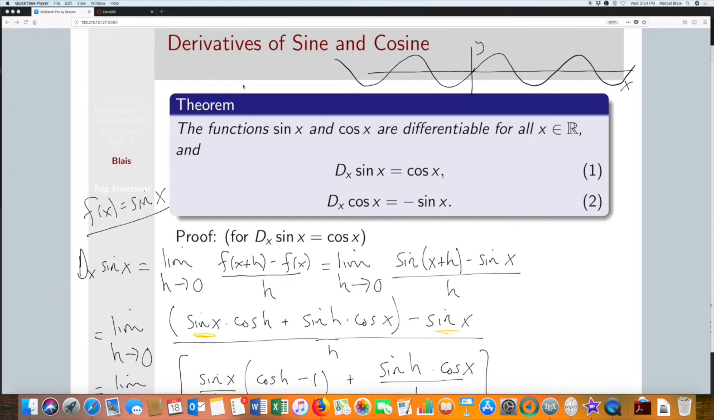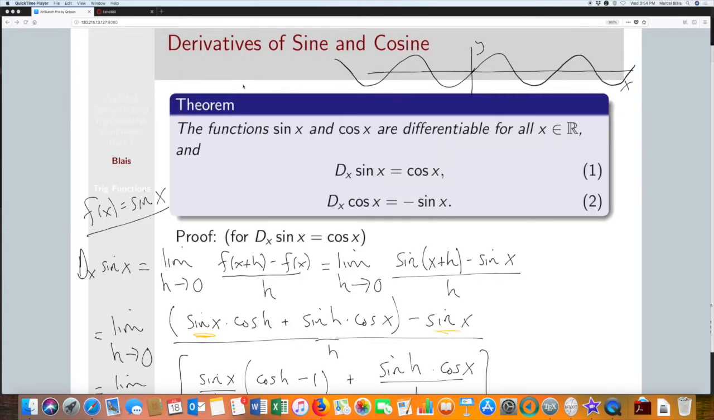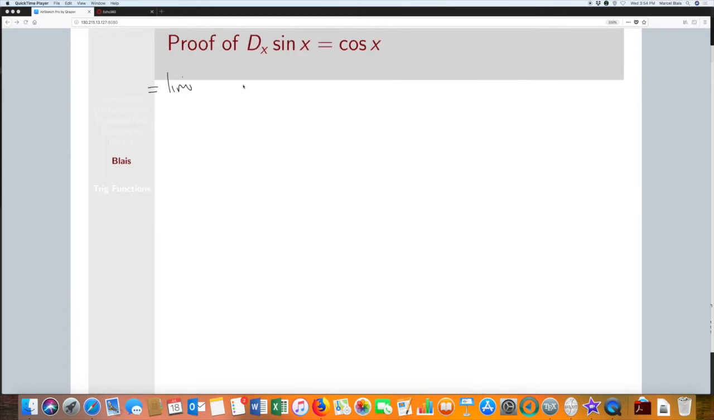And let's carry this over to our next page. So we have the limit as h goes to 0 of sine of x times cosine of h minus 1 over h plus cosine of x times sine of h over h. So this is just copying that line over to this new page.